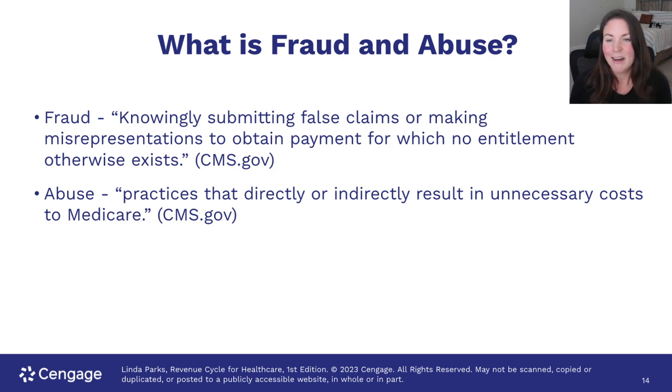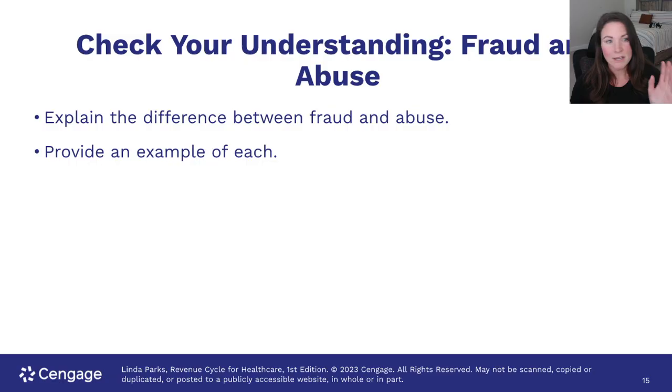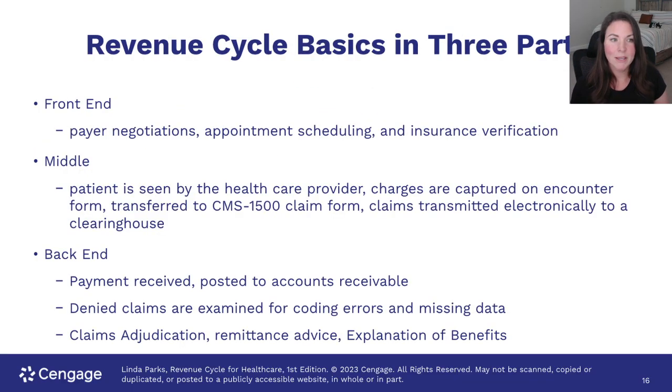okay? And abuse would be any practices that directly or indirectly result in unnecessary costs to Medicare. So this would be billing for unnecessary services, excessive charges for services, or upcoding or unbundling on a claim. Okay, you can explain the difference between fraud and abuse on your own if you'd like. We're going to keep going.